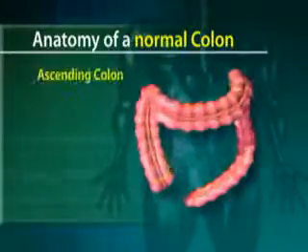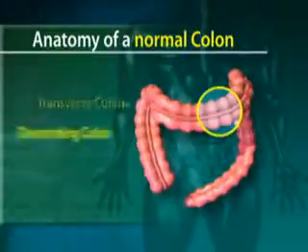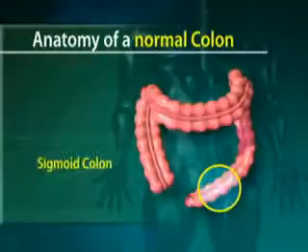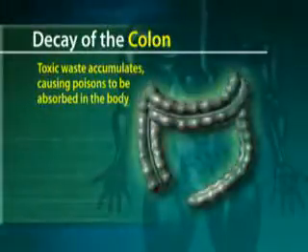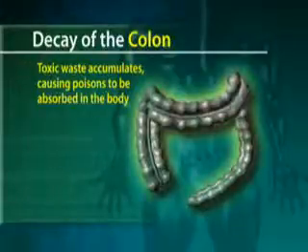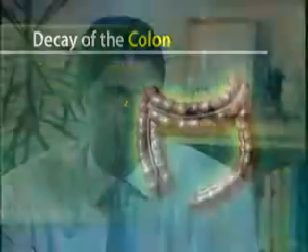For illustrative purposes, let's take a look at a normal colon. Note the ascending colon, transverse colon, descending colon, sigmoid colon, and the rectum. As you can see, toxic waste accumulates, causing poisons to be absorbed inside the body. This is what happens to our body when we don't evacuate regularly. We are basically carrying poison inside our bodies.